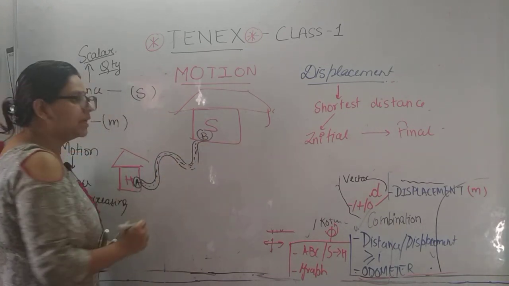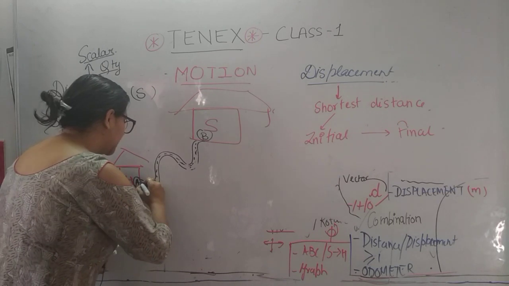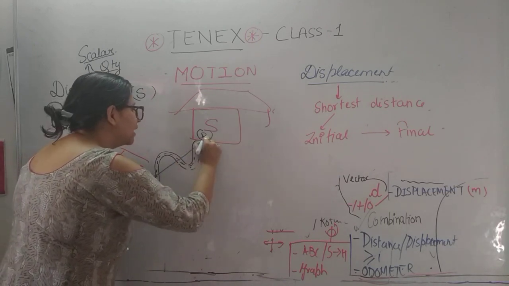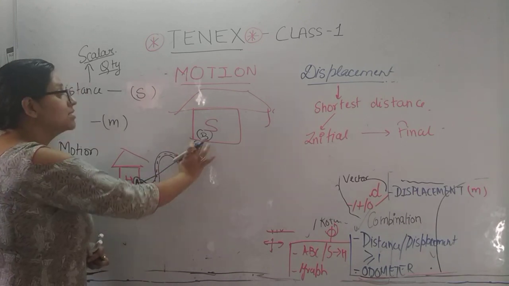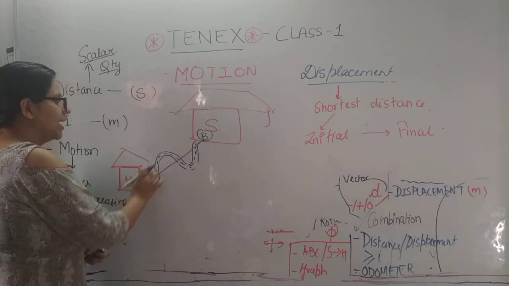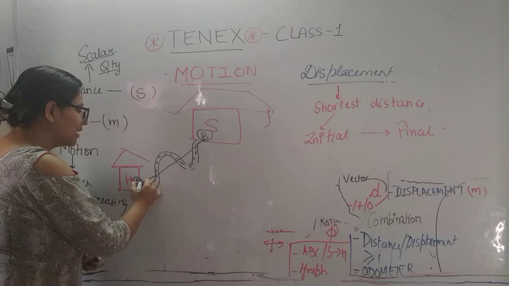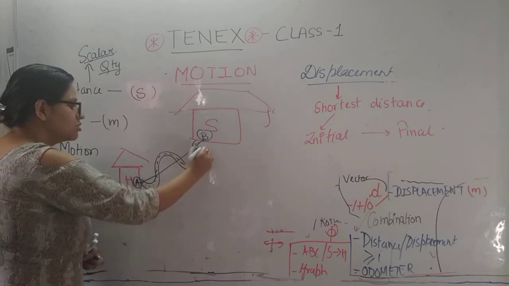So now let me make a straight line between A and B. The straight line between A and B is this line. And this is the shortest distance that is there between A and B. I could have also traveled from A to B along this straight line.